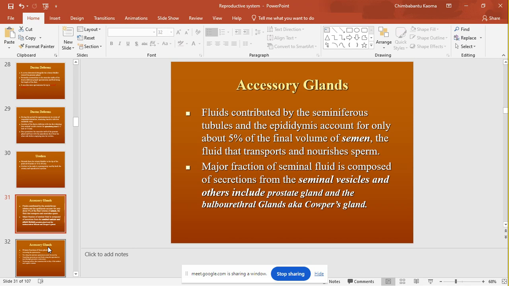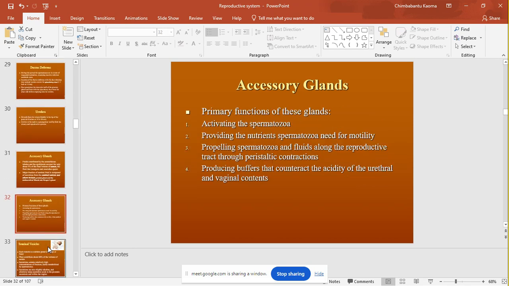This is what we are going to discuss very quickly. So it comes from what are known as the accessory glands. And the accessory glands, like we've already mentioned, are made up of the seminal vesicles, the prostate gland, the bulbourethral gland, also known as the Cowper gland. Let us dwell into the details of this.